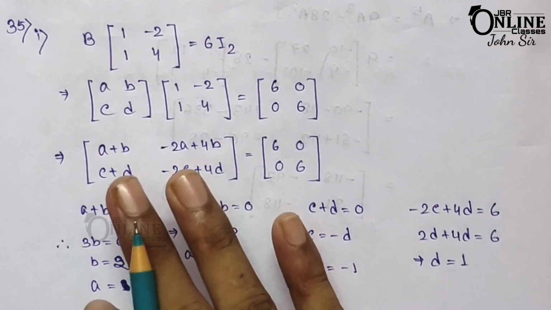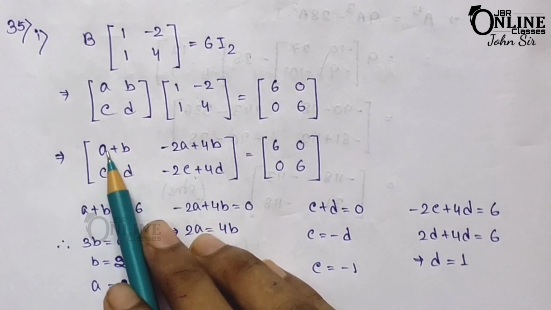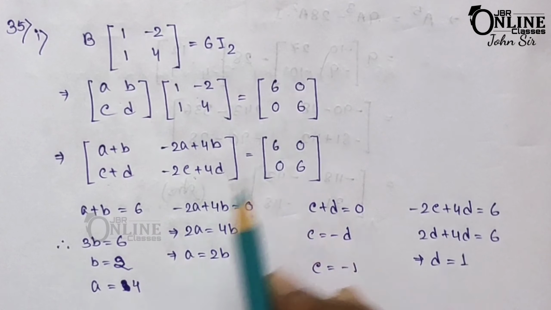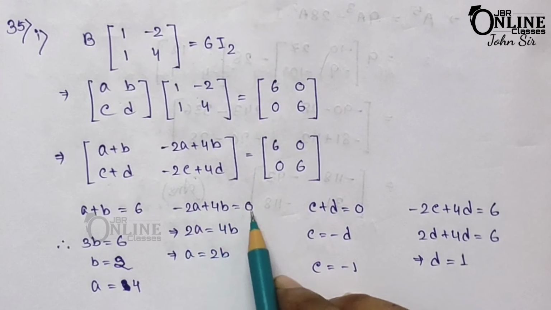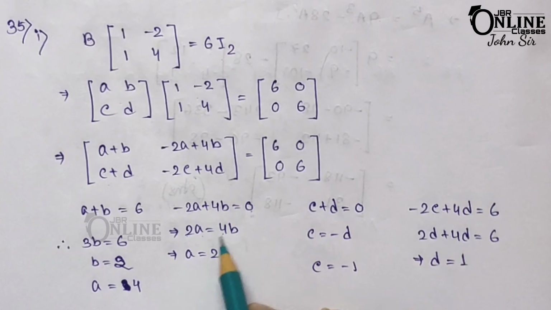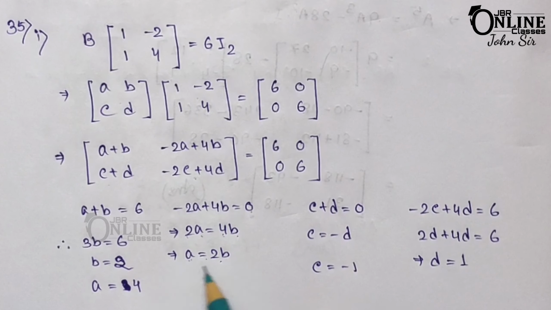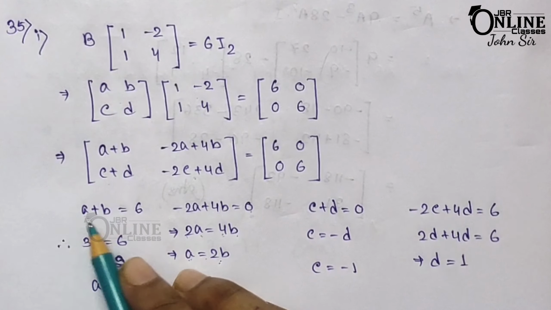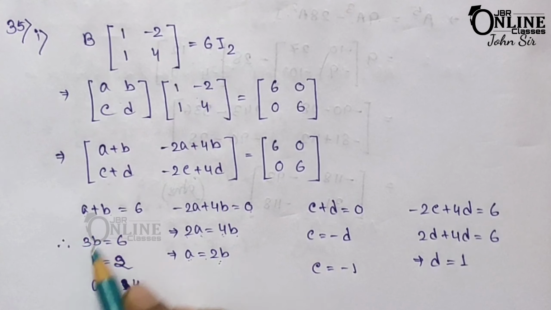Now whenever you compare these two matrices, first you will get A plus B equal to 6, and here minus 2A plus 4B equal to 0. From that, minus 2A equal to minus 4B, that means 2A equal to 4B, then A equal to 2B. If A equal to 2B, then this one will be 3B, because 2B plus B, 3B equal to 6, then B equal to 2 and A equal to 4.